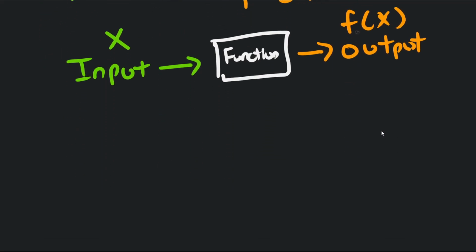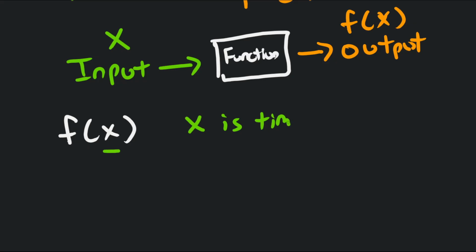So let's go through an example. Let's say we had a function f of x that represents money, how much money we get as a function of time. And that's what f of x is supposed to represent. So in other words, x right here is time. Let's say hours. In hours.